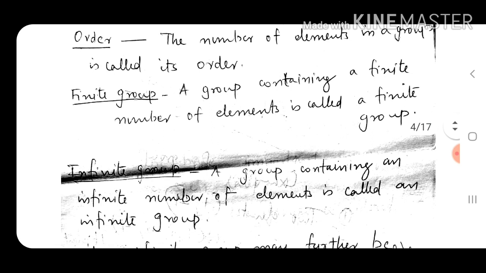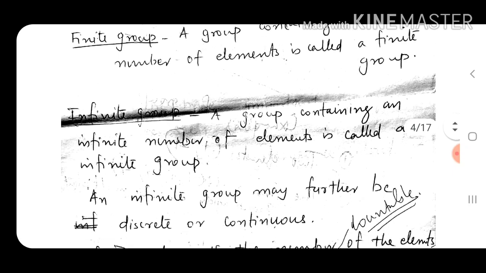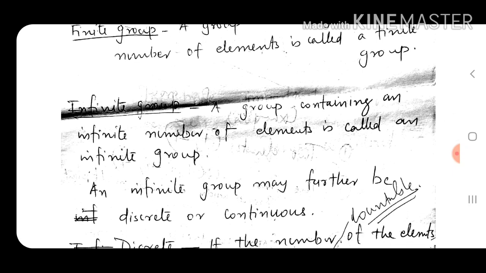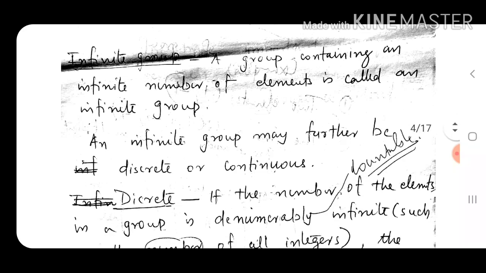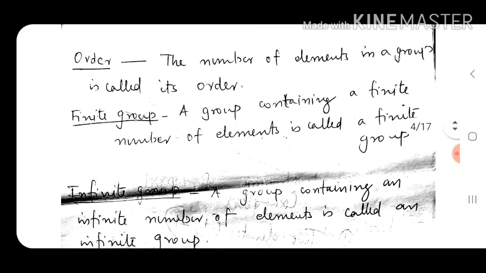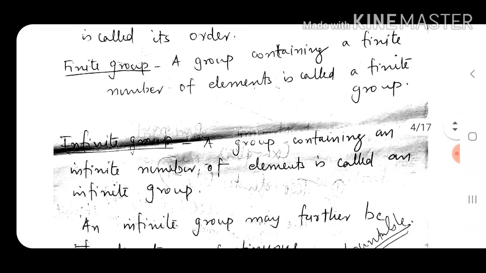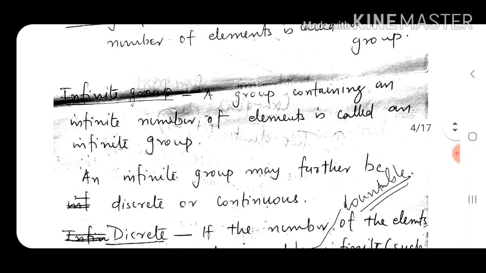Now finite group. What is a finite group? A finite group is a group containing a finite number of elements. Okay, a group containing a finite number of elements is called a finite group. Then what is an infinite group? A group containing an infinite number of elements is called an infinite group. Okay, that's quite simple. Finite group, finite number of elements. Infinite group, infinite number of elements.